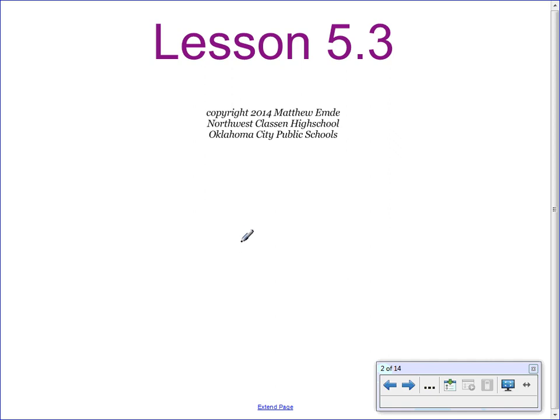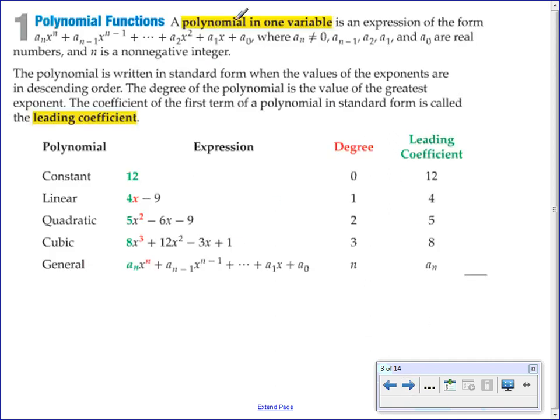Today's lesson is lesson 5.3, in which we talk about polynomials. Now, a polynomial in one variable is basically any polynomial that has one variable, and one other thing, the variable cannot be in the denominator of a fraction.